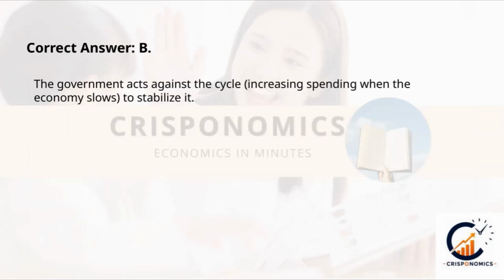When the economy slows down, the government steps in to break the cycle. Instead of pulling back, it actually increases spending. This approach helps stabilize things, putting money into the system when it's needed most. It's a way to smooth out the highs and lows, preventing deeper downturns and supporting recovery. This strategy is a key tool for managing economic swings.